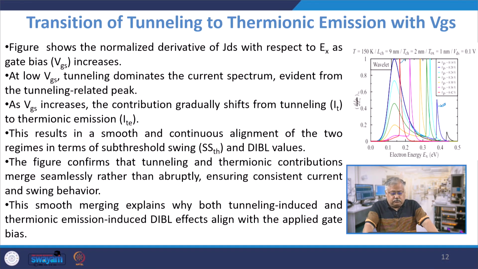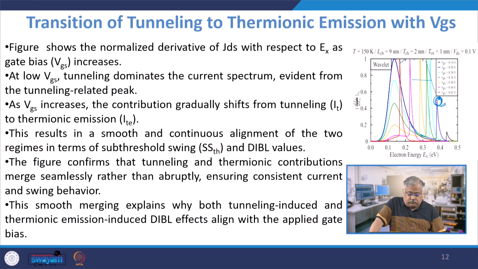Sorry, at low VGS, the tunneling dominates the current spectrum, which is evident from the tunneling current peaks available to us. If you look carefully here, it is a low current tunneling peak, but as you move towards the left, there is a sudden increase in the peak value, almost reaching 1 in normalized value, which is quite high.